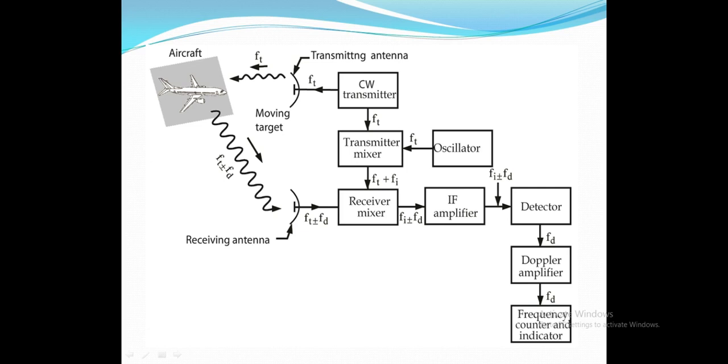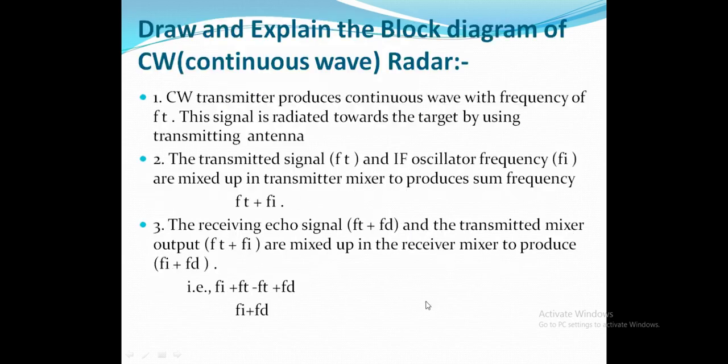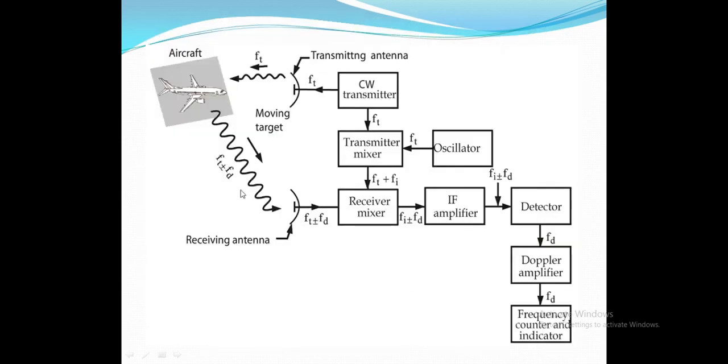So the frequency shift in the received echo signal in the radar due to the moving target is called the Doppler effect. The Doppler frequency shift is given by Fd = 2Vr / lambda. So that is about the Doppler frequency and Doppler shift frequency. Here is the continuous wave transmitter. This is the block diagram of continuous wave radar.